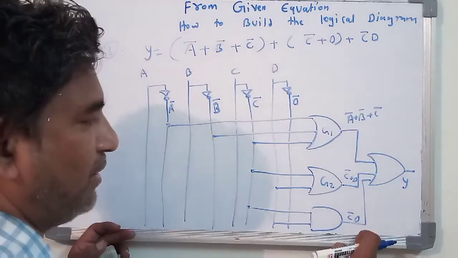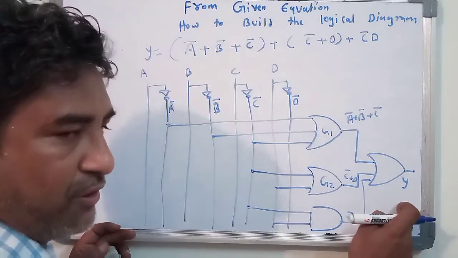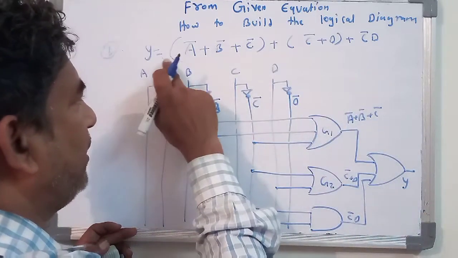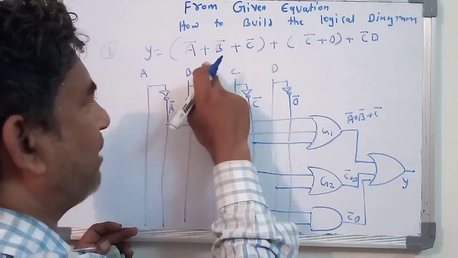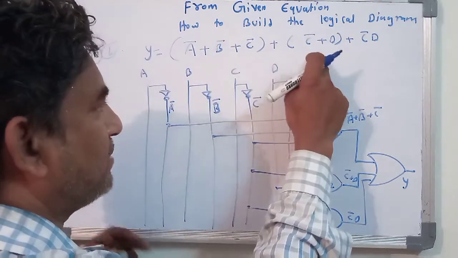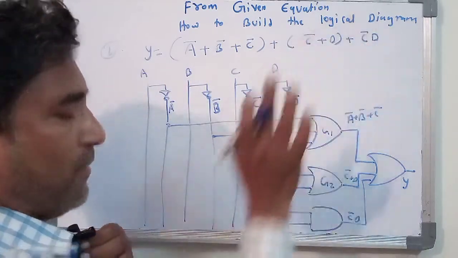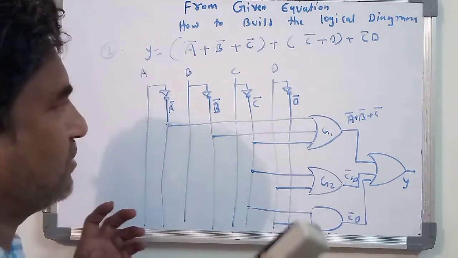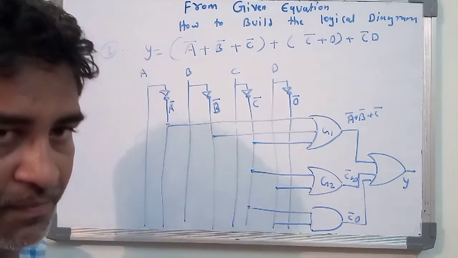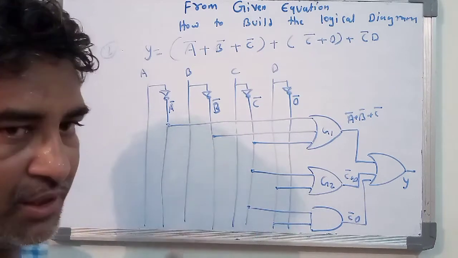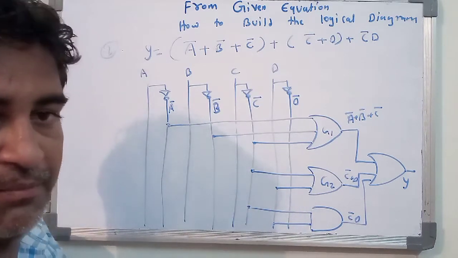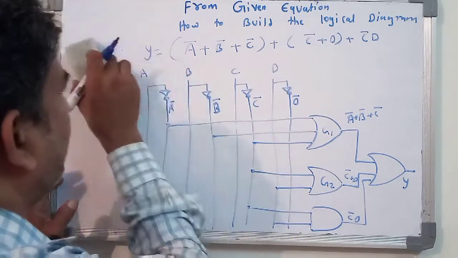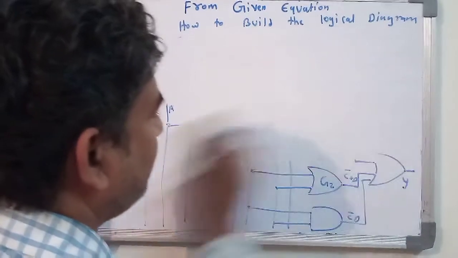So these three are connected with this particular OR gate, and due to that the equation Y is equal to A bar plus B bar plus C bar, plus C bar plus D, plus C bar D. Okay students, it is very simple. I told you at the start of the class, you only have to remember three steps. Okay, we will see the next equation.